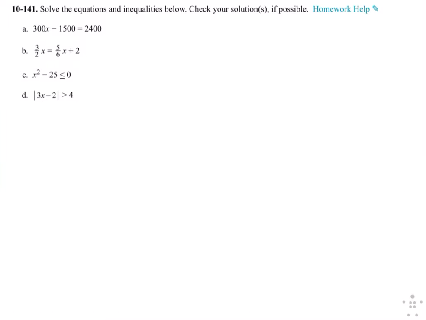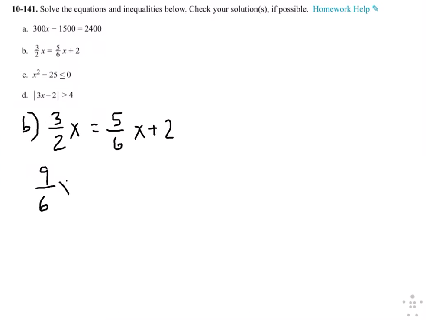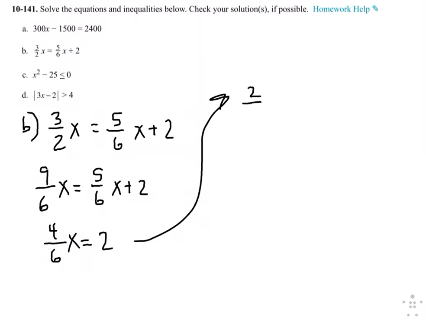Okay, let's do B. B, we have 3 halves x equals 5/6 x plus 2. So 3 halves x in sixths would be 9/6 x equals 5/6 x plus 2. Subtract 5/6 x from both sides, that's 4/6 x equals 2. And that's 2/3 x equals 2. Multiply both sides by 3 halves, right? 3 halves times 3 halves, and we get x equals 3.